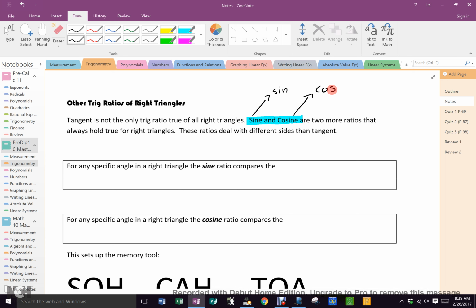They deal with different sides. Now, you guys are smart kids. If tan works with opposite and adjacent, and you need to work with the hypotenuse, then you must need something that works with the opposite and the hypotenuse and the adjacent and the hypotenuse. You're also smart kids in that you understand that the opposite and the adjacent switch places depending on what? Where you are in the calculator. What a dummy. Where you are in the triangle.